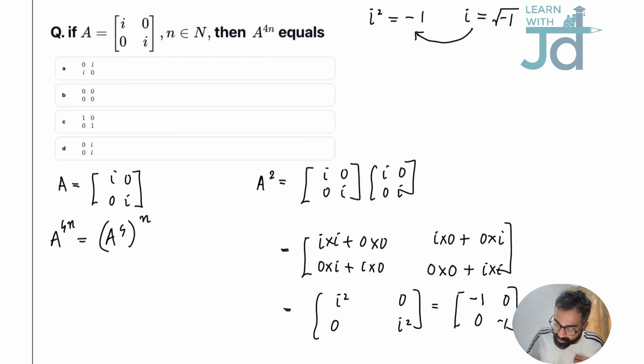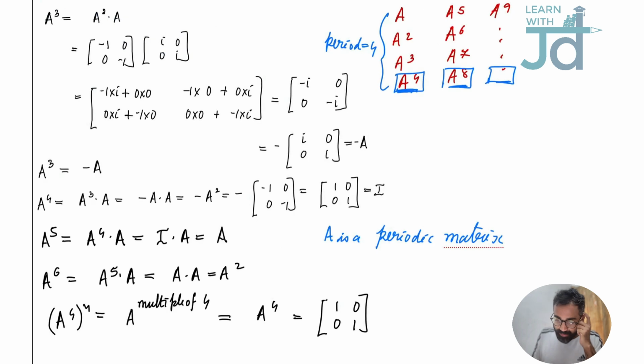We started with A square, because we knew that we have to reach A raised to 4. We got this matrix, and then again we found A cube by multiplying with A, and then we found that A cube is just like minus A. So from there I just have to multiply: A raised to 4 is A cube into A, and A cube is minus A. So I multiplied minus A into A, giving minus A square, and A square was just the negative of the identity matrix if you observe. So minus of A square gives you the identity matrix. From there on you understand there is a pattern.